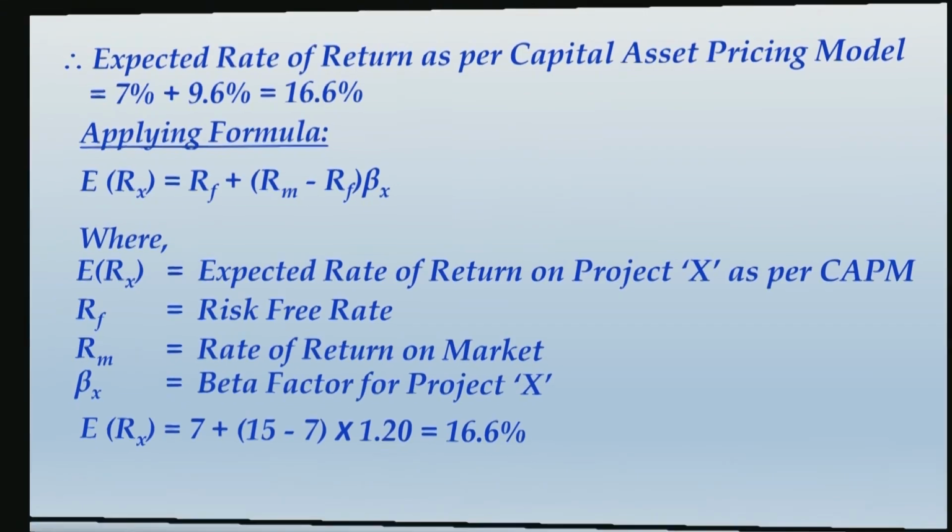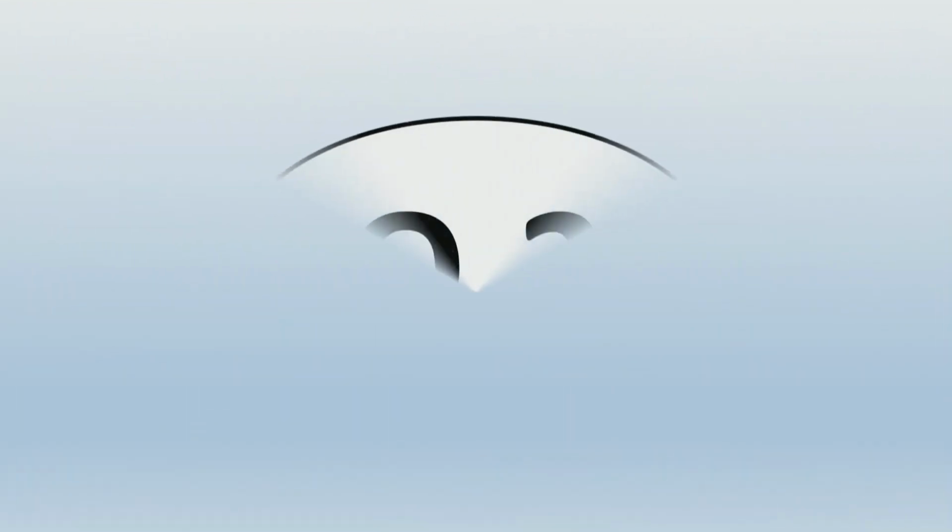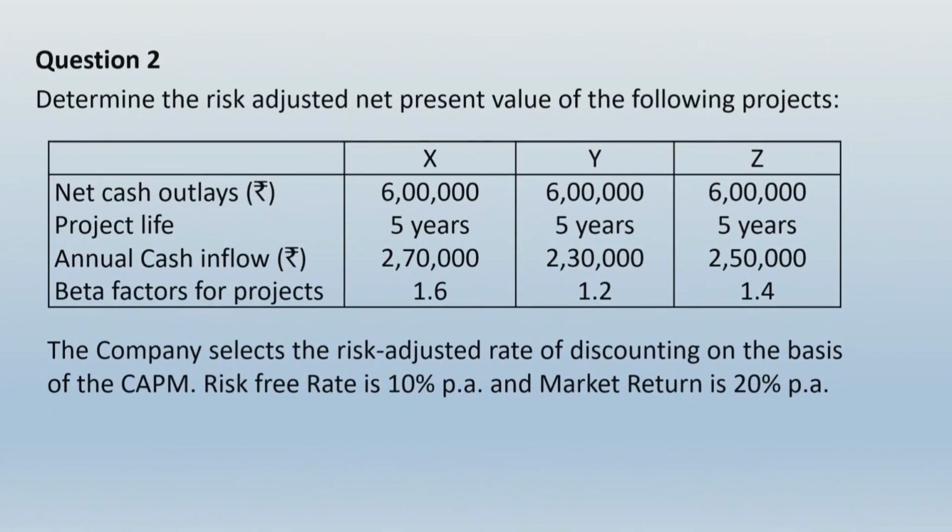Time for us to move ahead and take up question number 2 from your book. For your reference, I am displaying the question over here. Let us read this question. Determine the risk adjusted net present value of the following projects. They have given net cash outlays for each of the 3 projects X, Y, Z as 6 lakh, 6 lakh, 6 lakh. Project life is also the same, but annual cash flows are different. And now they have given beta factors for the projects.